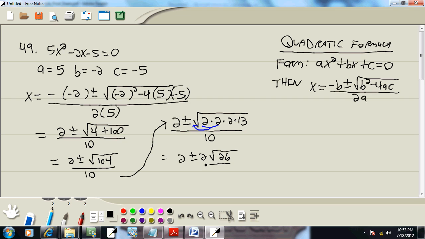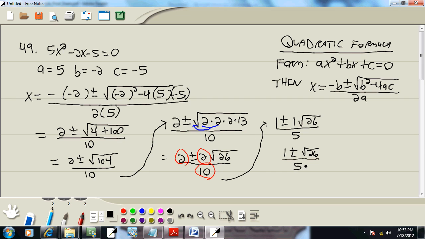Now it should be called a 3-number rule, but if you can divide that number, and that number, and that number by the same number, do so. And they're all divisible by 2, so that gives us 1 plus or minus 1 square root of 26 over 5, which gives us 1 plus or minus square root of 26 over 5.